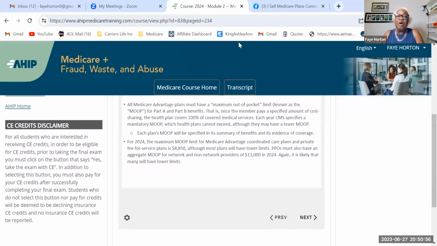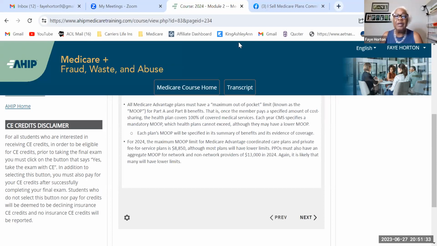Maximum out of pocket: we've already said earlier that all Medicare Advantage plans must have a maximum out of pocket limit known as the MOOP for Part A and Part B benefits. I'll repeat again, this is clearly the medical out-of-pocket maximum. It does not include out-of-pocket costs for prescription drugs, and it is for covered medical expenses.